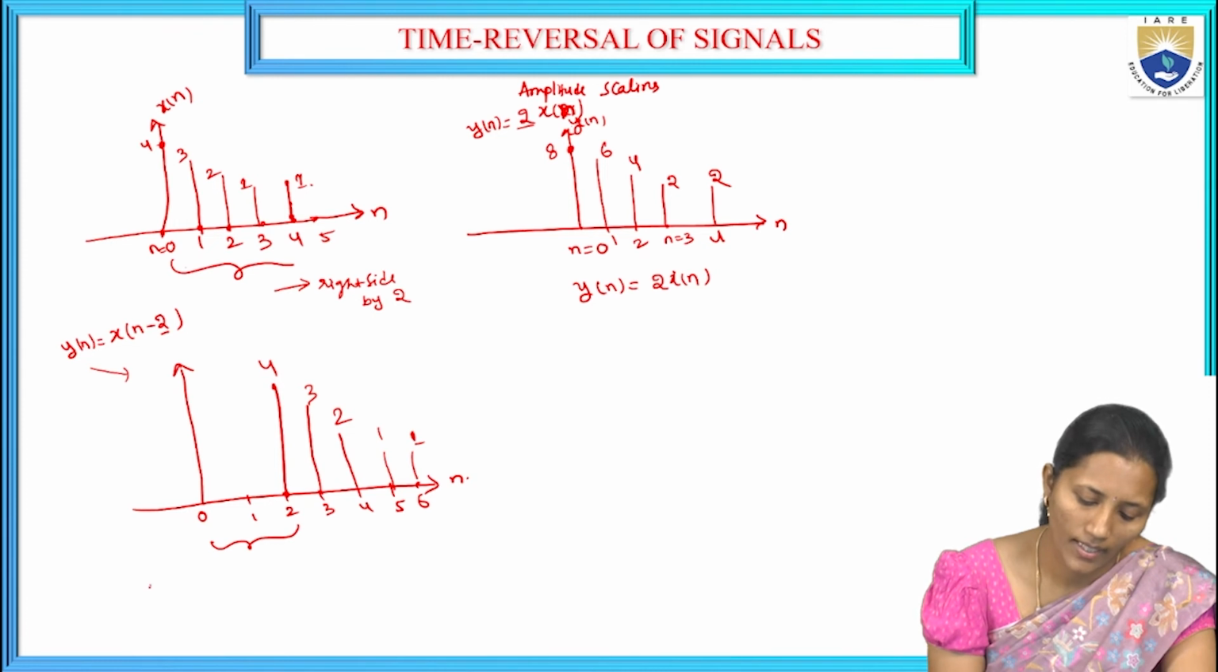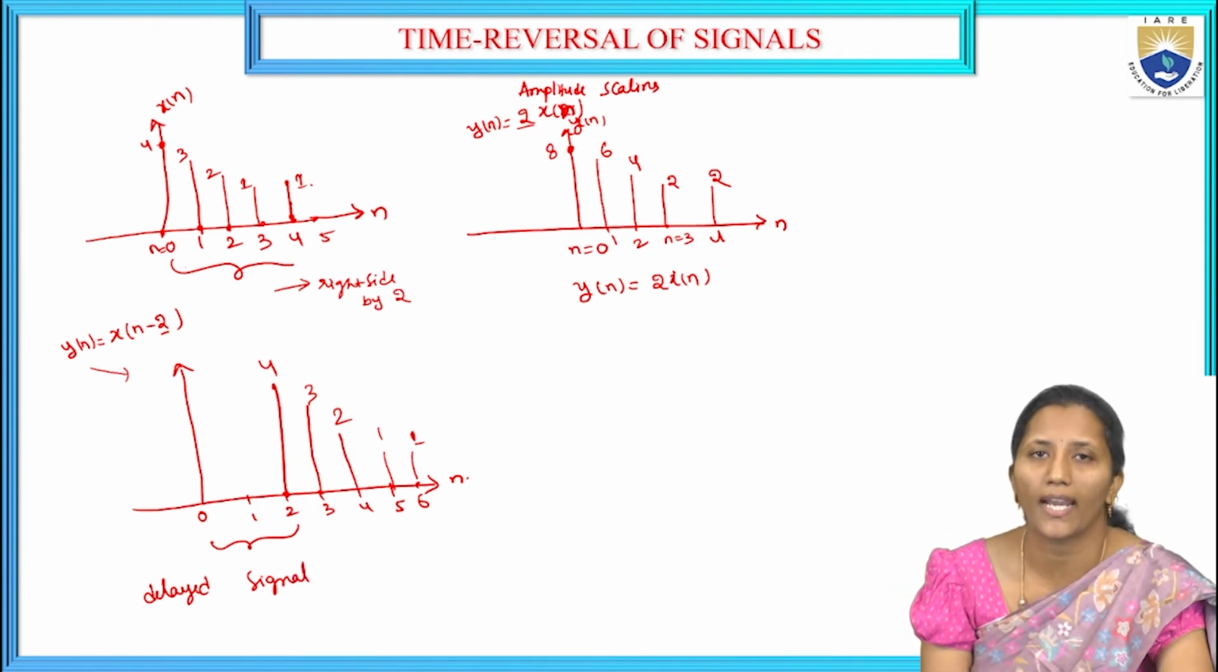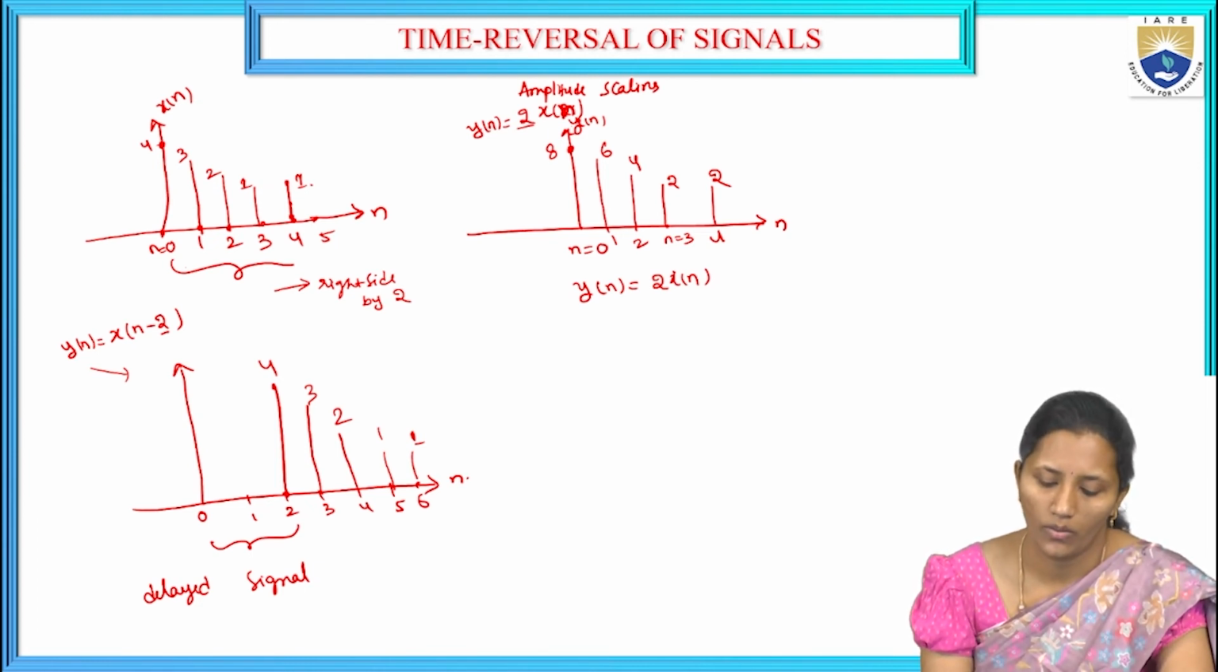This is the delayed version of the original signal. Here, for x of n minus 2, whatever the original signal, it will be shifted to the right side by 2 units.